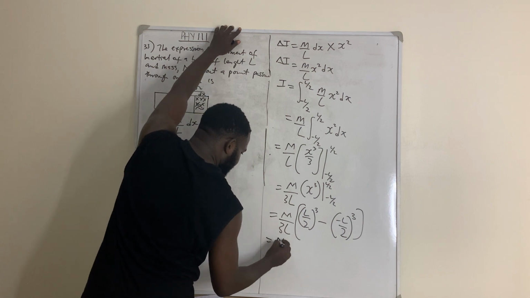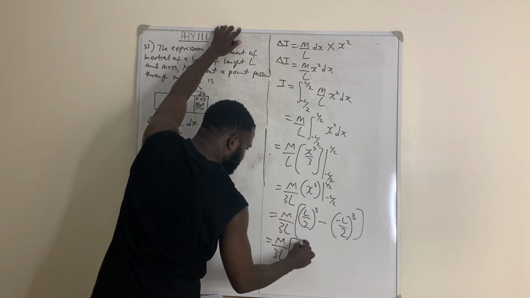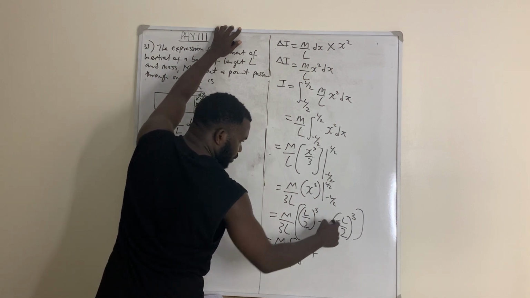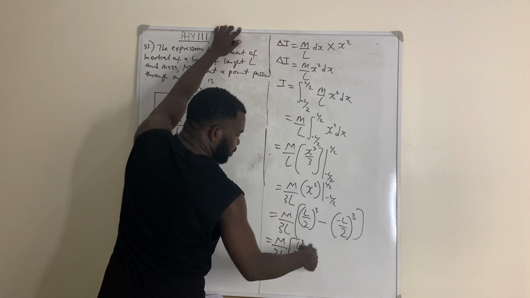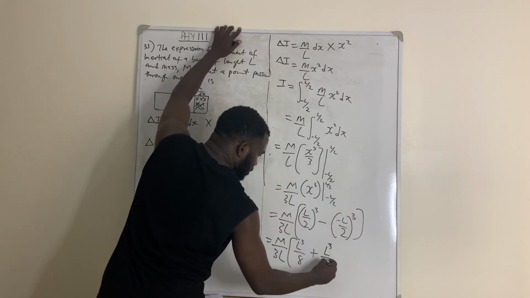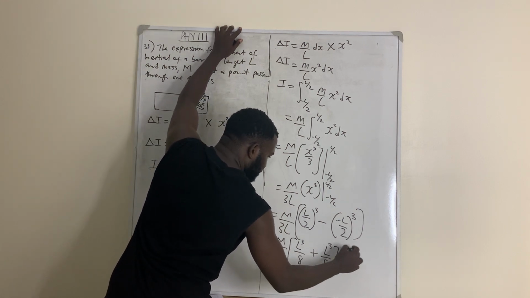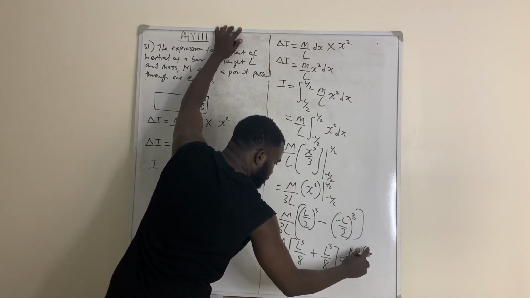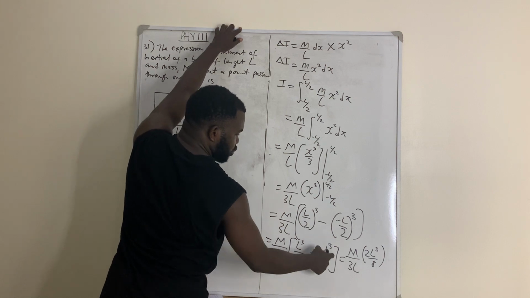So I'm going to have M over 3L into, this one will give you L raised to power 3 over 8. This one will give you minus, and because a minus raised to an odd power remains minus, with the minus sign in front it becomes plus. So I have L raised to power 3 over 8 again. If you add these, you have M over 3L into 2L raised to power 3 over 8, because they are the same thing. 1 plus 1 is 2.